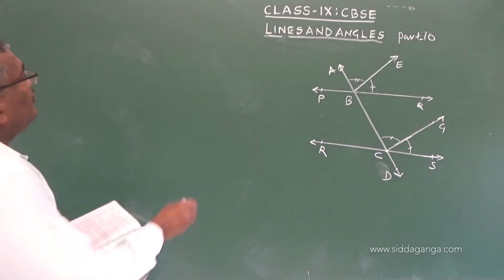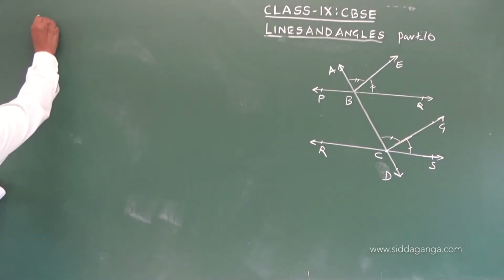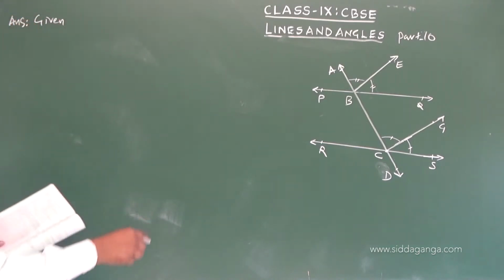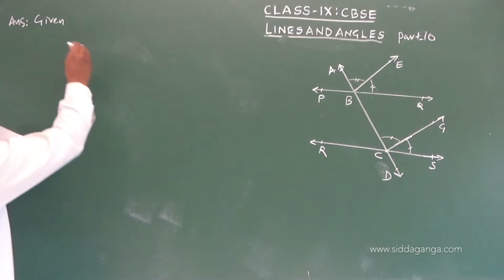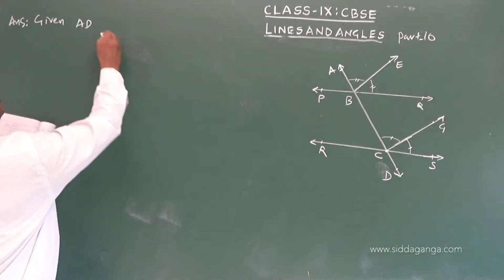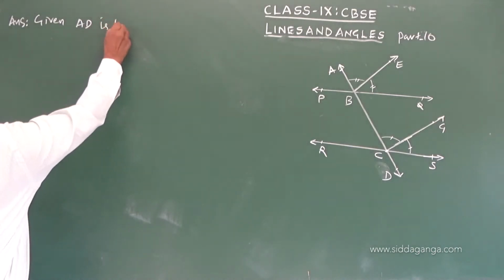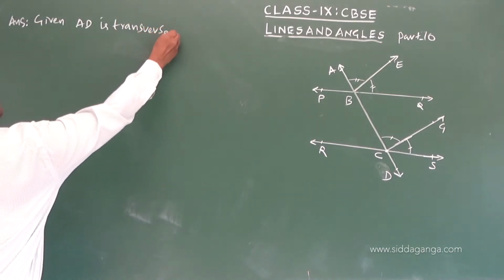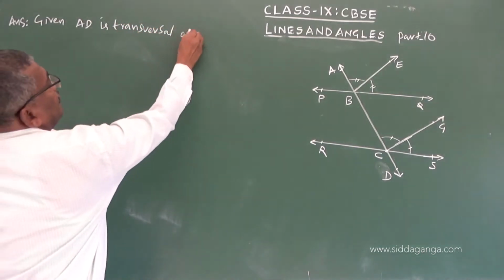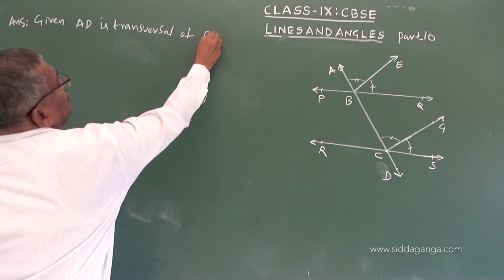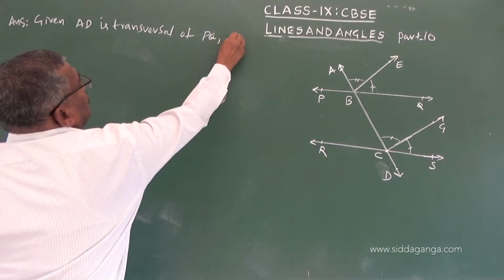So in the answer you can write, given: AD is the transversal of PQ and RS.